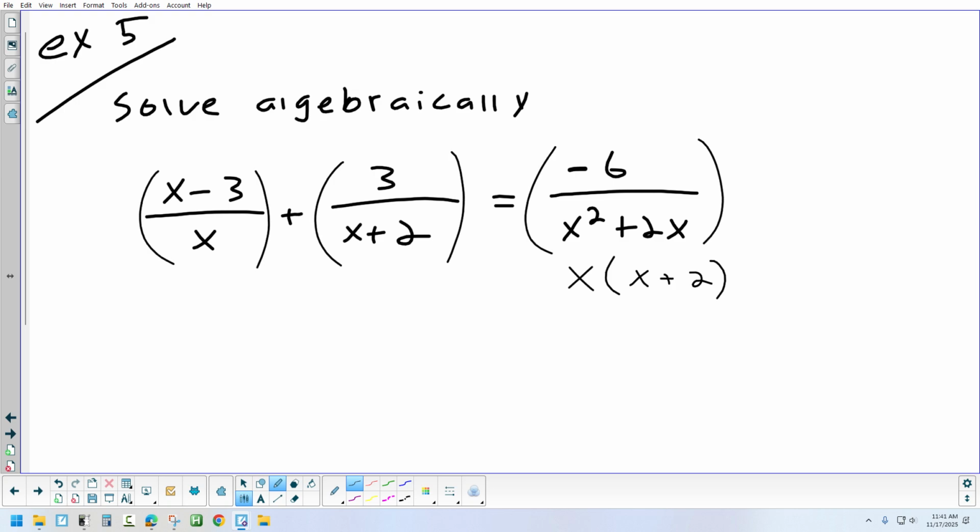So what would we multiply all 3 of those by to cancel out my denominators? Would you just multiply them all by x parentheses x plus 2? Yep, they all get multiplied by x times x plus 2.